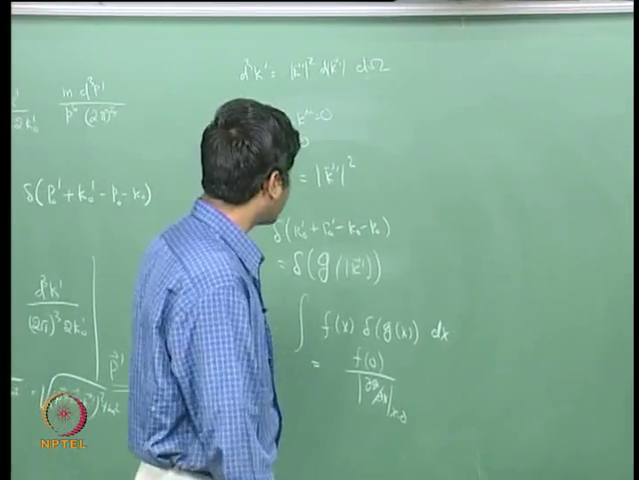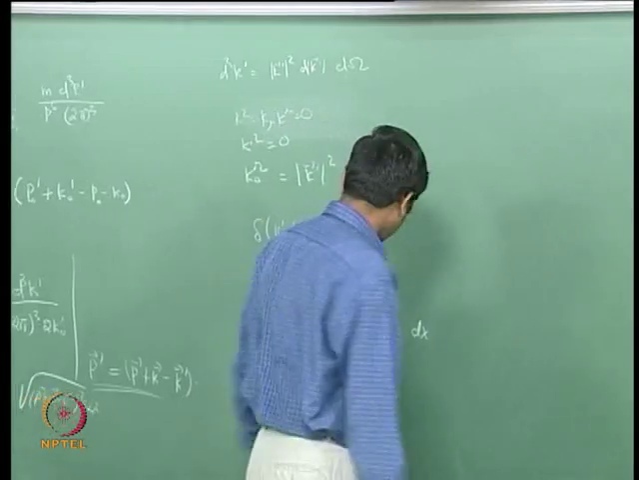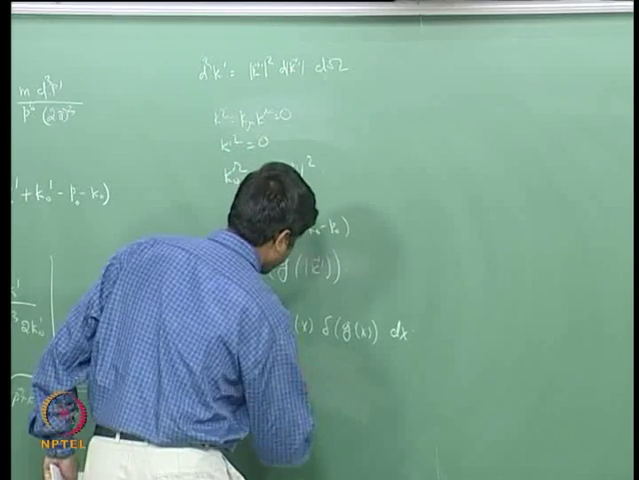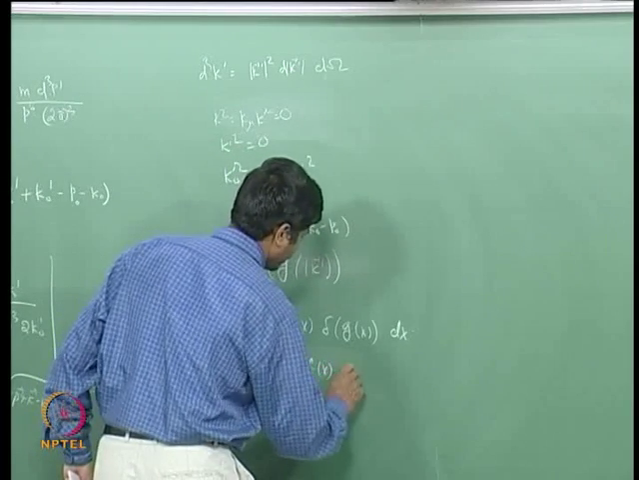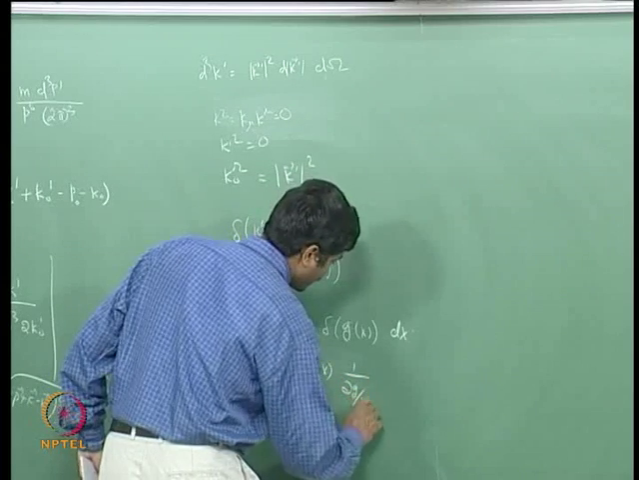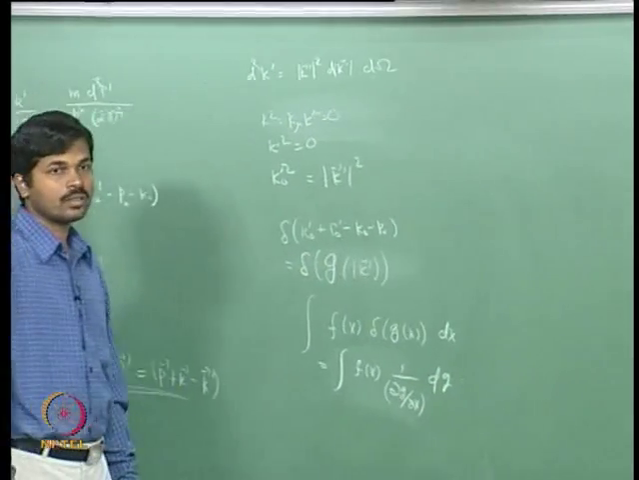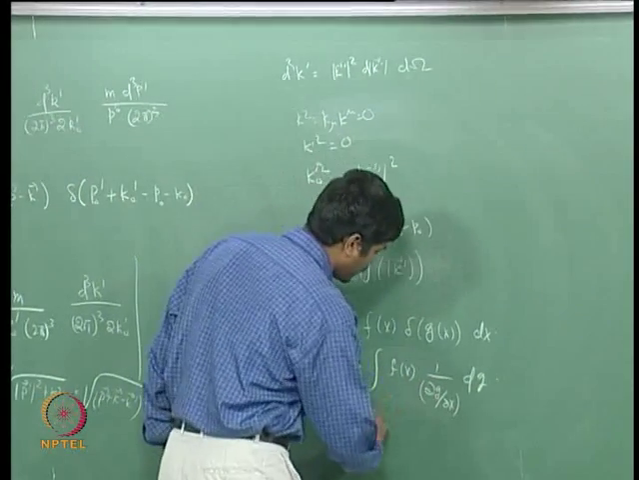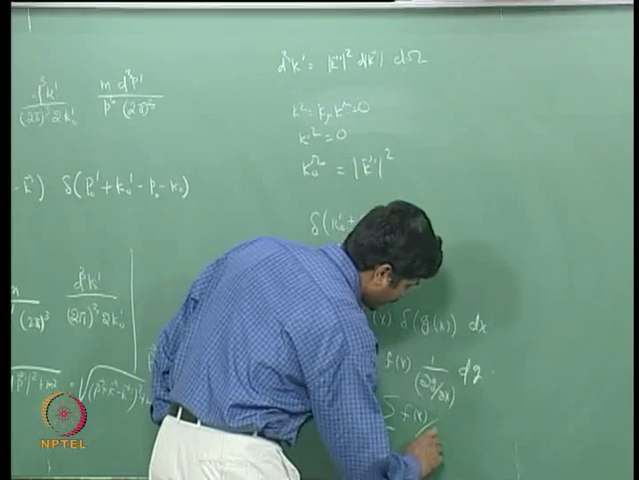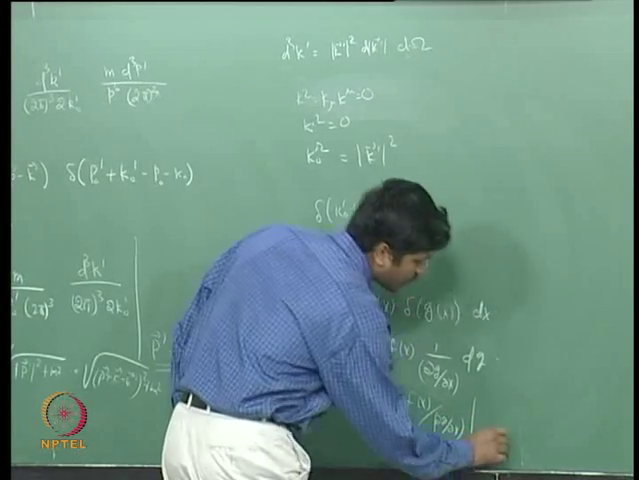Yes, sum over zeros of g of x. Not x equal to 0. Yeah, absolutely. So this is actually the integration of f of x times 1 over dg over dx, right? So you are right. Therefore, finally it is f of x over the modulus of dg over dx, evaluated at g equal to 0, not x equal to 0.